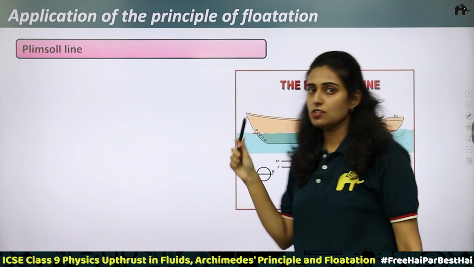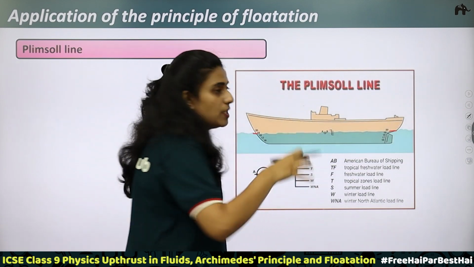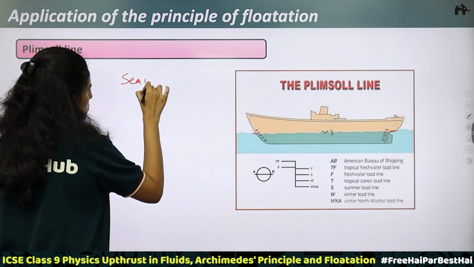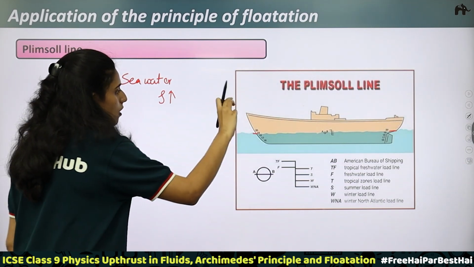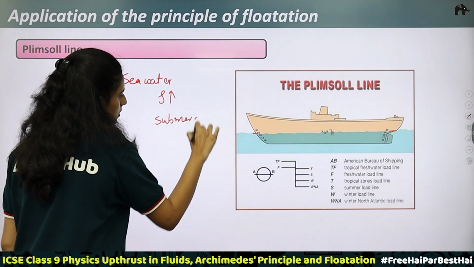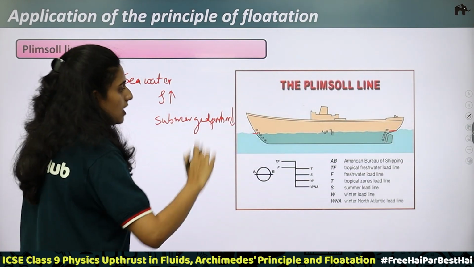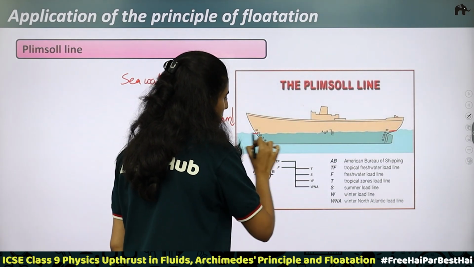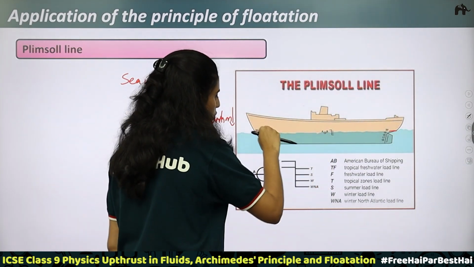Next is Plimsoll line. So in the case of ships, there will be a white line. This means that this is the safe limit up to which the ship will be loaded. So when the ship goes into sea water, what happens to the density? Density increases. So when density increases, the portion of the ship that is submerged will be decreasing. Which means the level of water and the Plimsoll line, initially they will be coinciding. So when you go to sea water, the level of water will be decreasing.